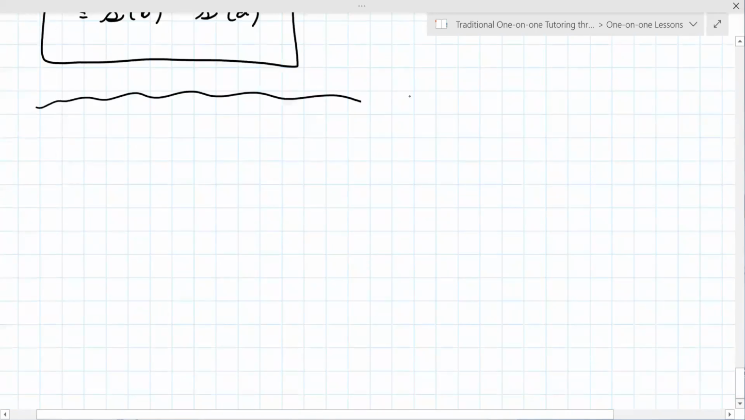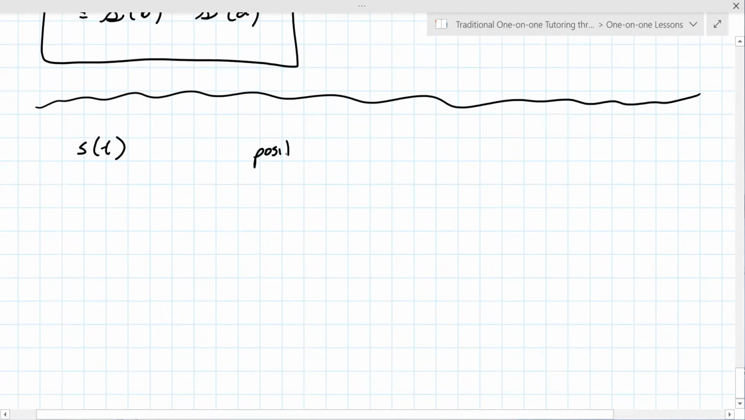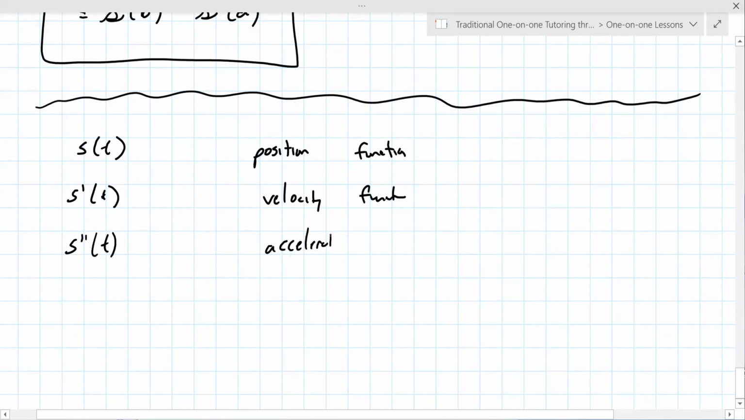So again, if you have a position function, when you take the derivative of the position function, that's your velocity function. And when you take the derivative of that, so it's the second derivative, it's the acceleration function. Now, instead of using S double prime, you would say A of t. Instead of S prime of t, you would use V of t. These are just shorthands that we know.